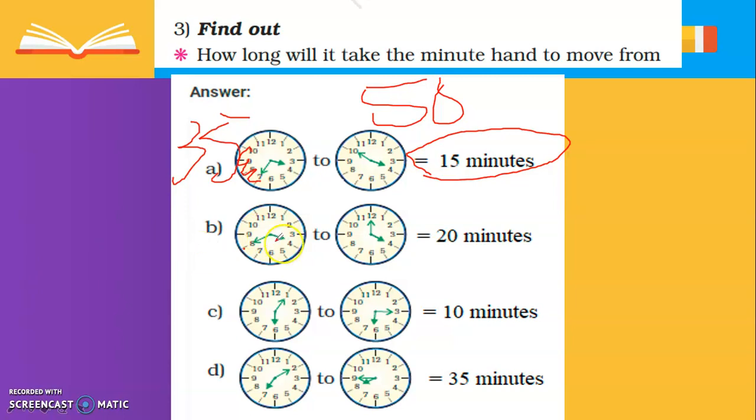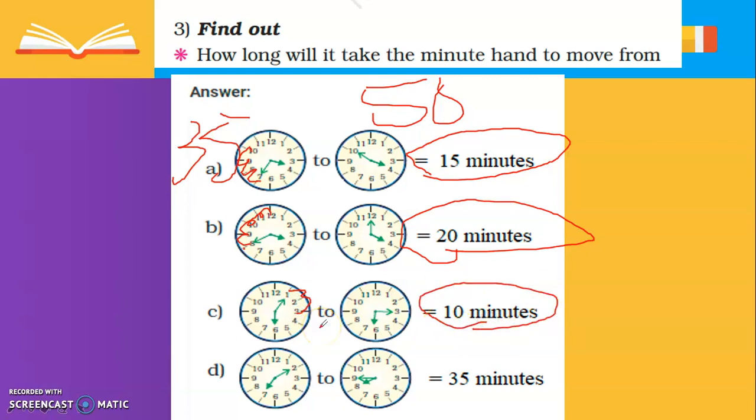Exactly, so you have to calculate that. So let us do it with the shortcut. 5, 10, 15, 20. So you will get 20 minutes. What about this? It is 6:05 and by 6:15 we have to calculate how many minutes have passed. So let us try 5, 10. So 10 minutes, is it?